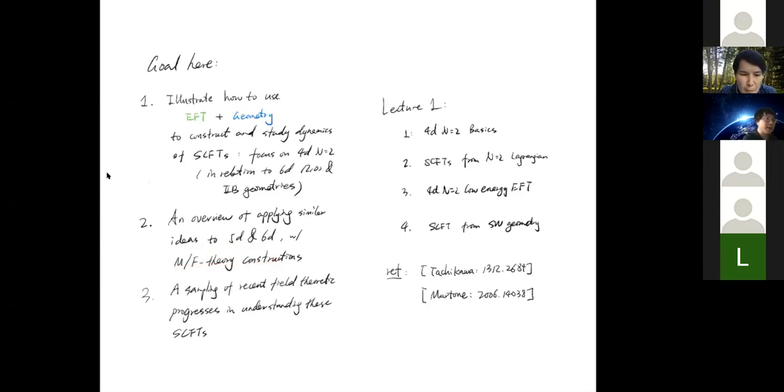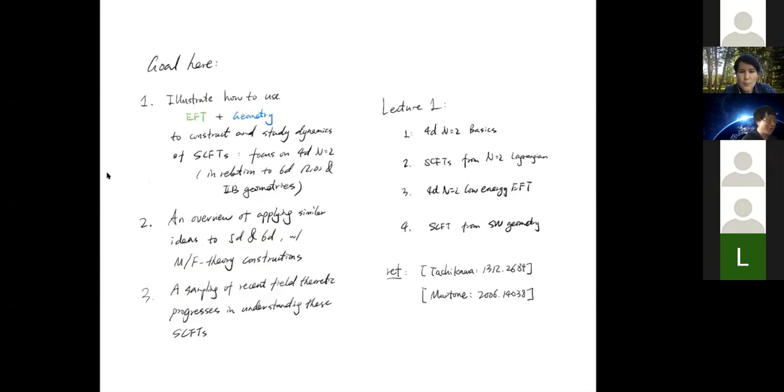And finally, I would like to give some sampling of a few of the very many recent field theoretic progresses in understanding these CFTs. All right, so that's the goal here.